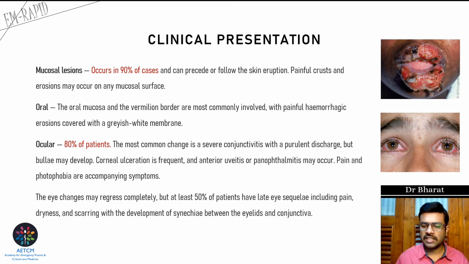Ocular presentation is seen in about 80% of patients. The most common change is severe conjunctivitis with purulent discharge, but bullae can develop over the conjunctiva. Corneal ulceration is very frequent, and anterior uveitis or panophthalmitis can also happen. Pain and photophobia are the main presenting complaints for the patient. The eye changes may regress completely, but in at least 50% of patients, there will be late eye sequelae, including pain, dryness, and scarring, with the development of synechiae between the eyelids and conjunctiva.